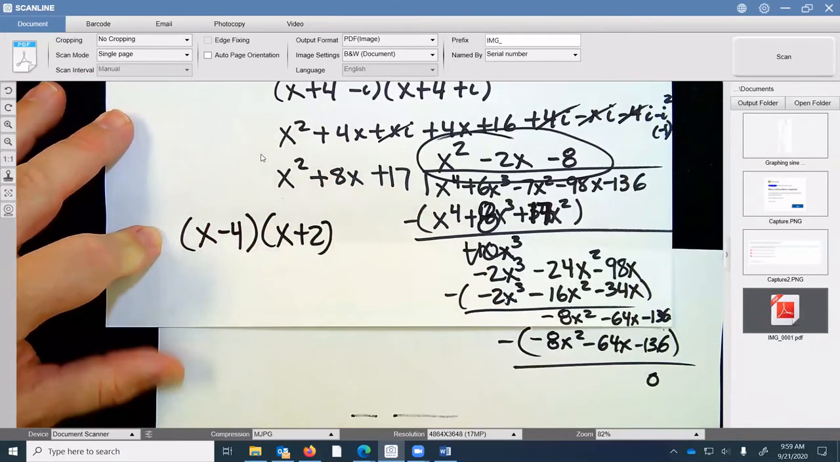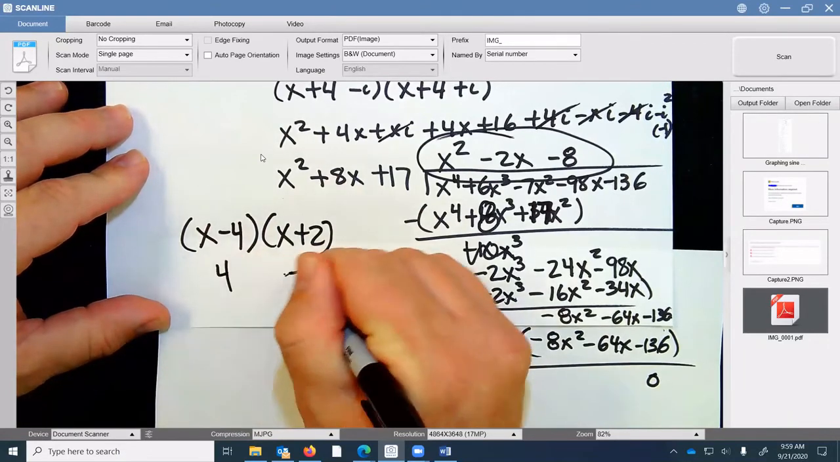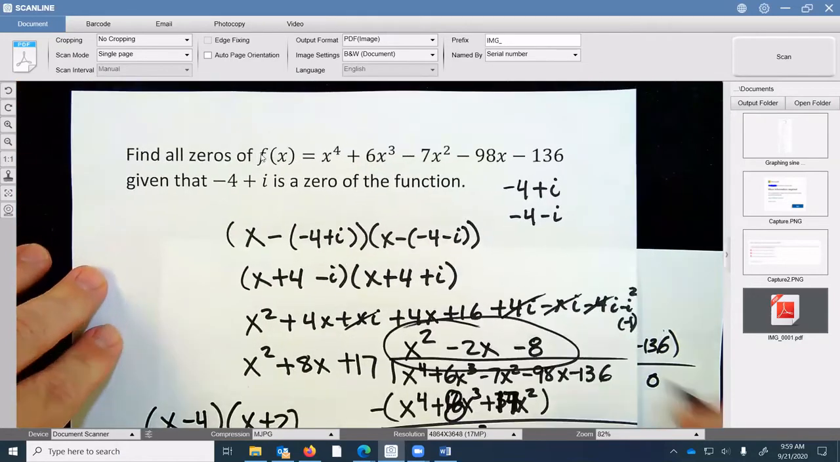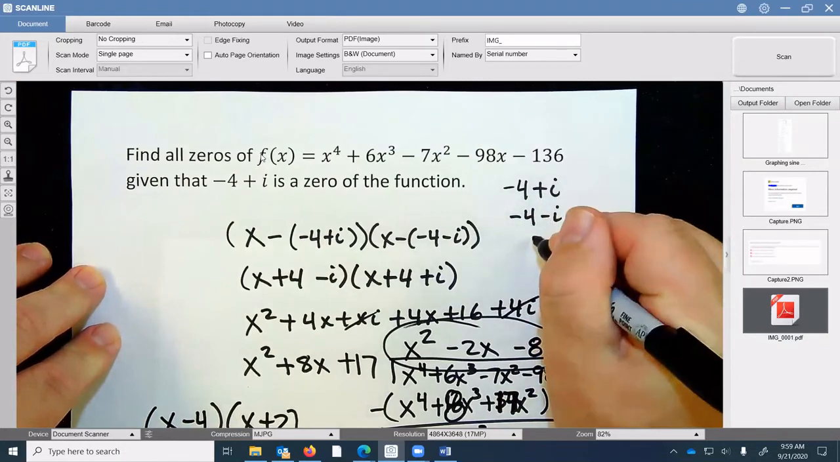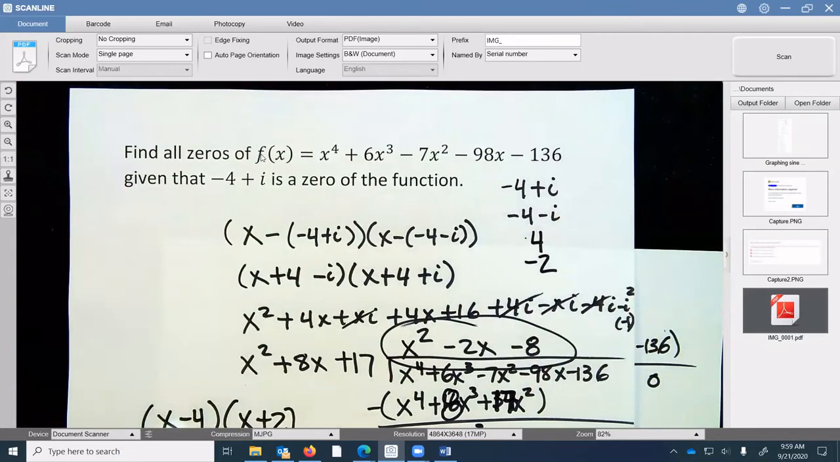And so what are my other two factors? 4 and negative 2. So all four of my zeros: negative 4 plus i, negative 4 minus i, 4, and negative 2. It's fourth degree, 4 zeros. That's a beaut.